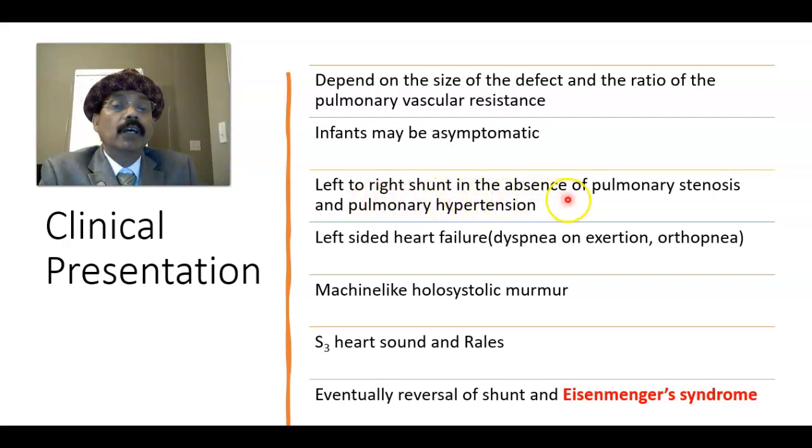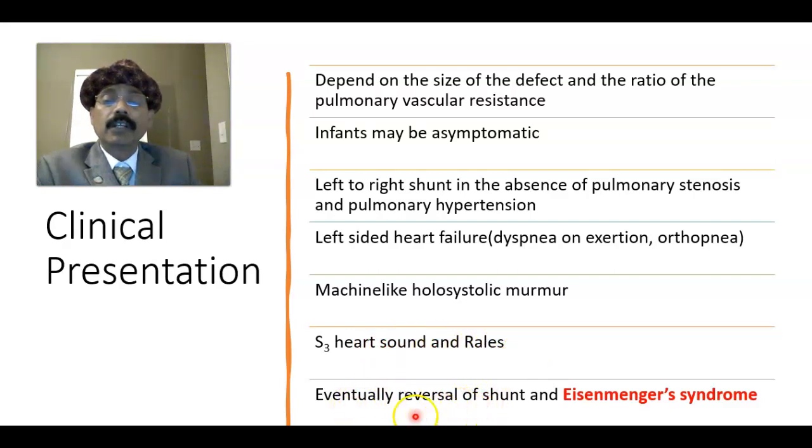Left to right shunt in the absence of pulmonary stenosis and pulmonary hypertension. Left-sided heart failure, dyspnea on exertion, tiring very easily. Small children, when they play with their peers, may need to take rest. They cannot cope with other kids. There will be orthopnea, a machine-like harsh systolic murmur throughout the systole from S1 to S2, and S3 heart sound and rales.